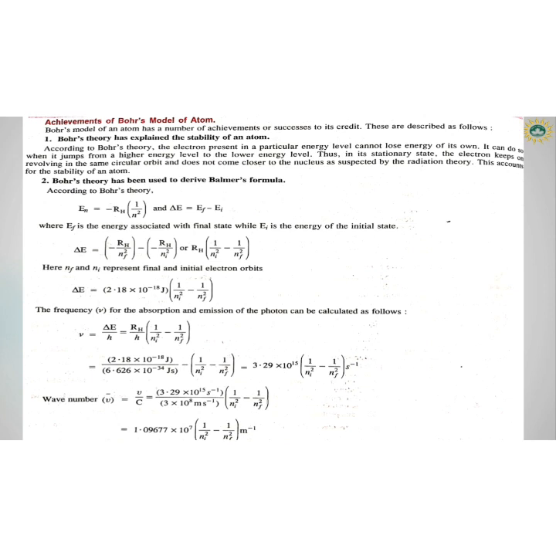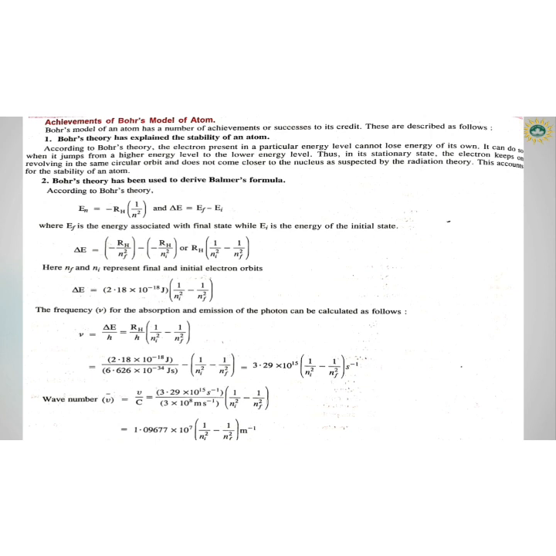Now we have to find this value in wave number, because Rydberg's equation and the Balmer formula are always in wave number. So first we have to convert it into frequency, because there is a relationship between energy and frequency. E is equal to h nu, so nu is equal to delta E by h. So you have to divide by Planck's constant, whose value is 6.626 into 10 to the power minus 34 joule second.